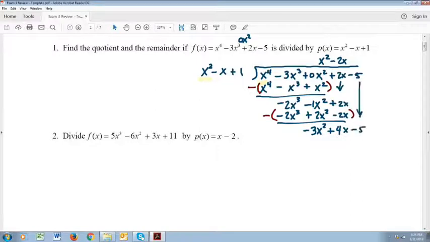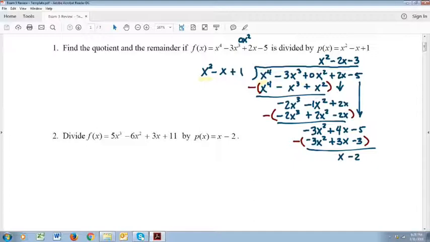And again, let's bring that minus 5 down. One more time, it looks like here we need to multiply x squared by a negative 3. And so we'll get negative 3x squared plus 3x minus 3. Again, we'll subtract that from what's above. 4x minus 3x is x, and negative 5 minus negative 3 will be a plus 3, so we get negative 2.